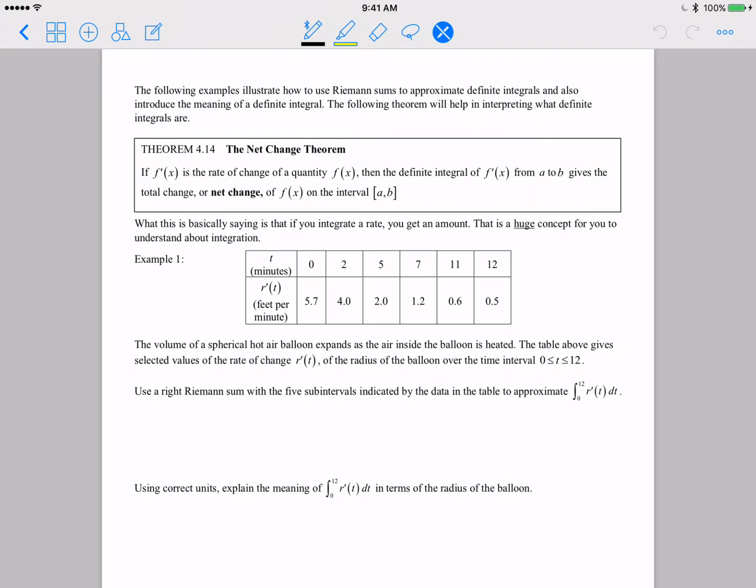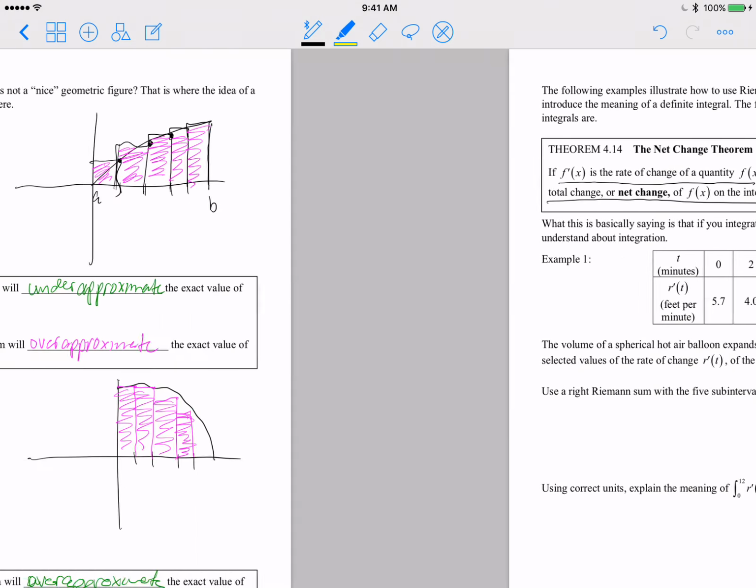And so if you had an amount and you took the derivative of a function that represented the amount of something, you got the rate of change in that amount at a particular time. If we go backwards from that idea, so if f prime of x is the rate of change of a quantity f, then the definite integral of f prime from a to b gives the total change in that amount, or just the amount.